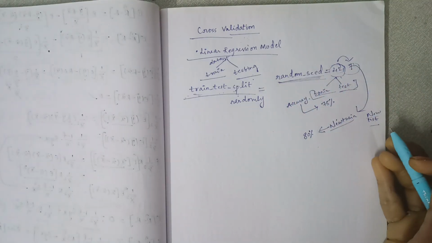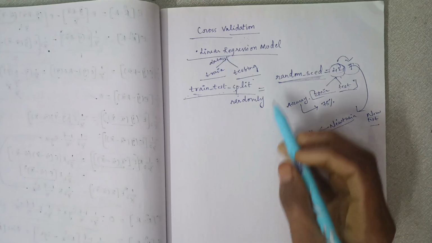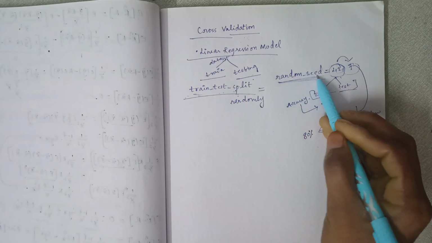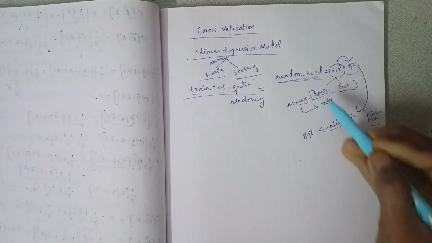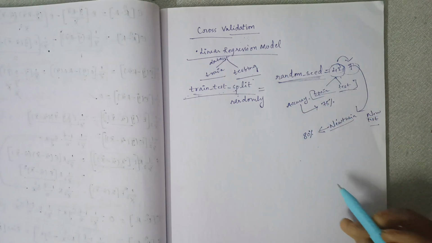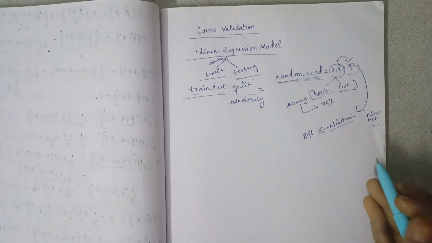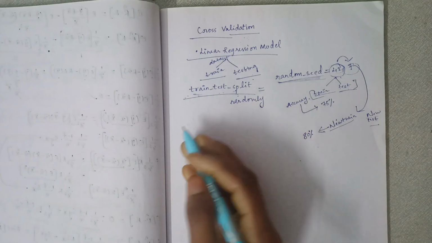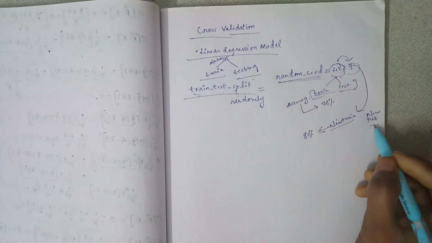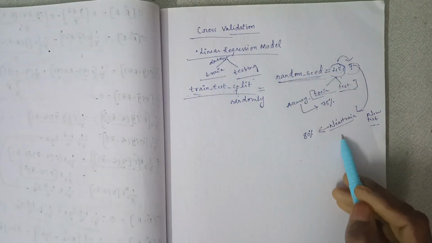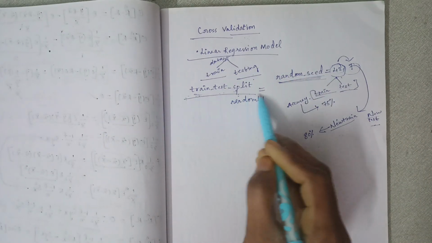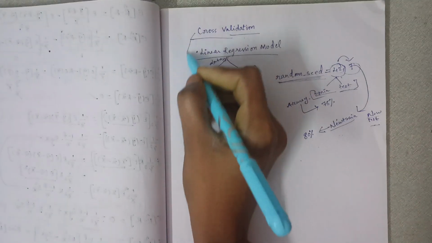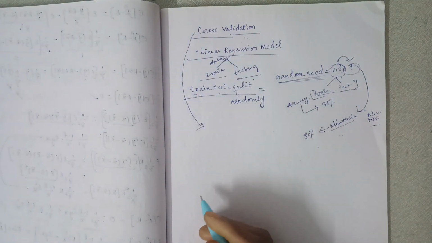What is happening here actually? Whenever you change the random seed, you get different accuracies. There are fluctuations or variations in the accuracy. Then how do you know that our model is performing better on the testing data? So this is a problem with train test split. In order to get rid of this problem with train test split, we use cross validation.